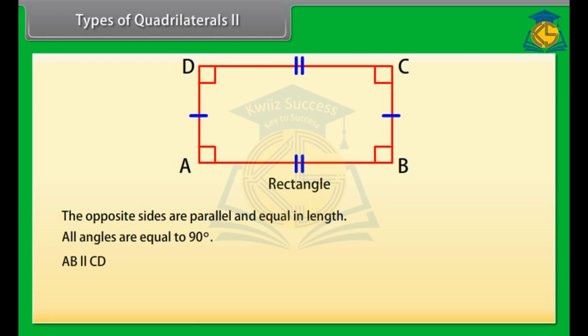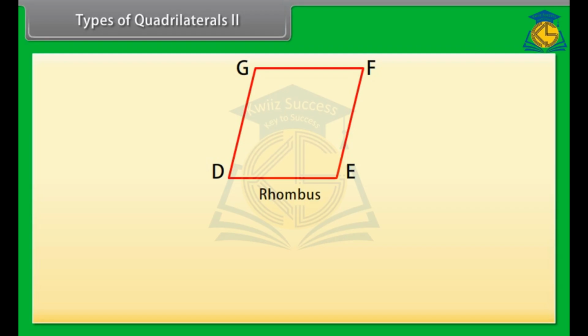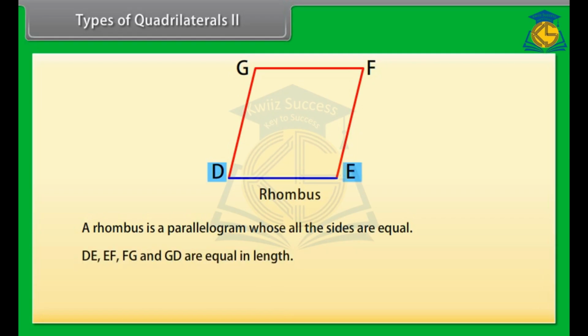Here, AB is parallel to CD and AD is parallel to BC. And the angles A, B, C and D are of 90 degrees. So, ABCD is a rectangle. Next is rhombus. A rhombus is a parallelogram whose all the sides are equal. Here lines DE, EF, FG and GD are equal in length. So DEFG is a rhombus.